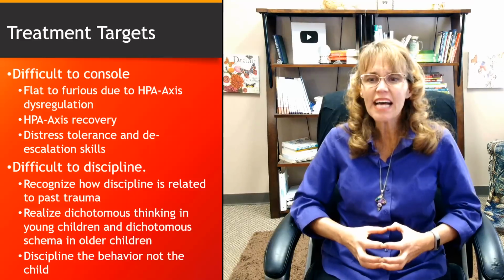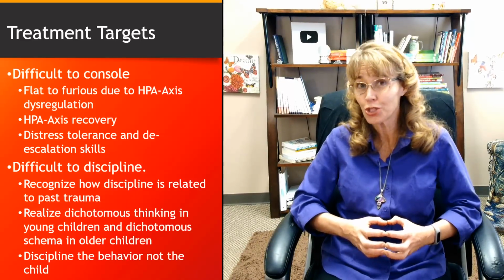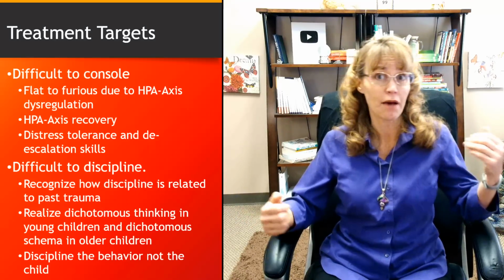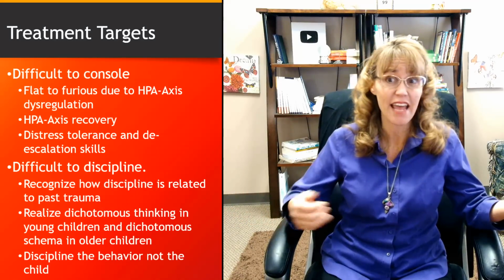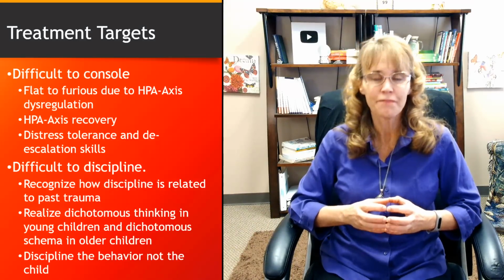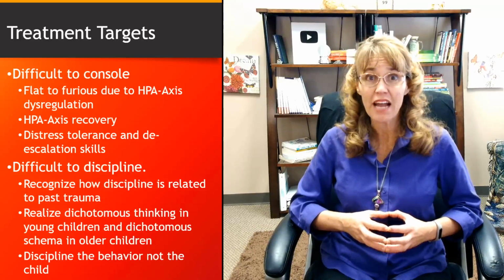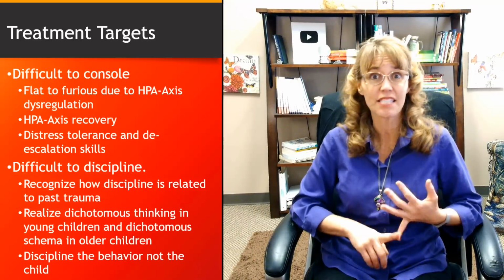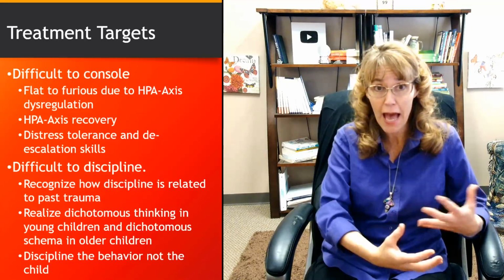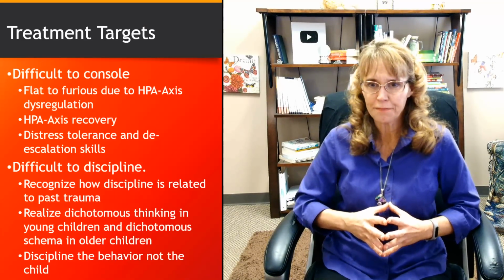We want to recognize dichotomous thinking in young children and dichotomous schema in older children. Dichotomous is all or none. I'm all good, I'm all bad. I'm loved, I'm not loved. I'm safe, I'm unsafe. There's no middle ground. And children that are exposed to neglect are going to develop that all or nothing schema. I'm unsafe, people can never be trusted, I can never be happy. All of those polar types of thinking.